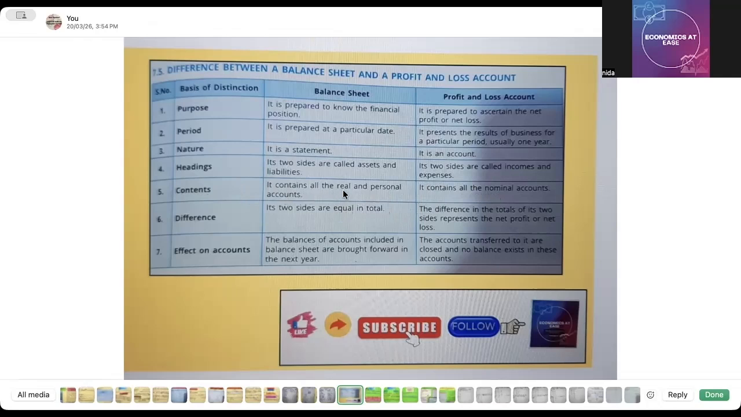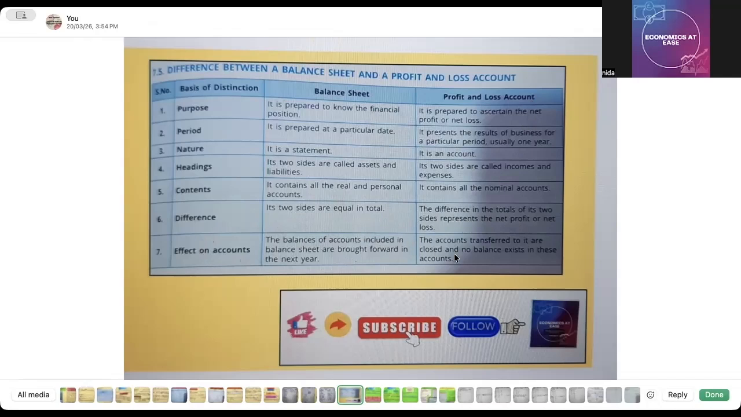Okay, what kind of accounts you have to post in the balance sheet or trading account or profit and loss account, and the reason. Okay, difference, it has two, the two sides are equal in total. Balance sheet में क्या होता है? Difference नहीं आता है, right? दोनों sides equal होते हैं, assets and liabilities. Then profit and loss account, if there is a difference in the total of the two, represents the net profit or the net loss. Okay, then effects on the account, the balances of accounts included in the balance sheet are brought forward in the next year. So the balances जो भी आपके बचेंगे वो आप forward करेंगे next year को.